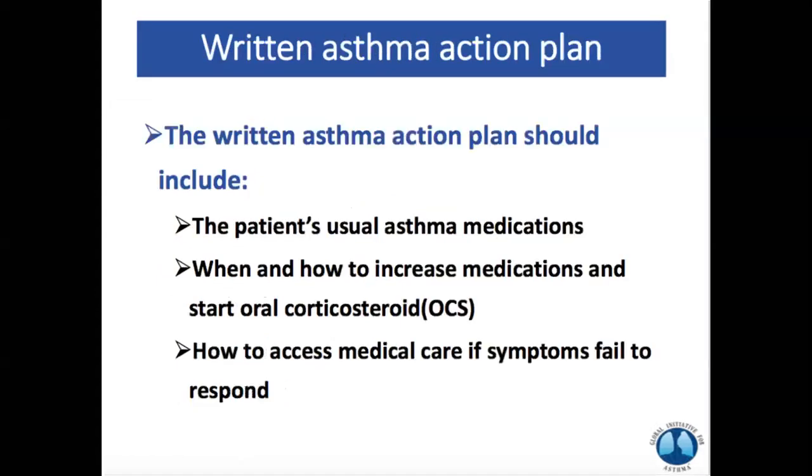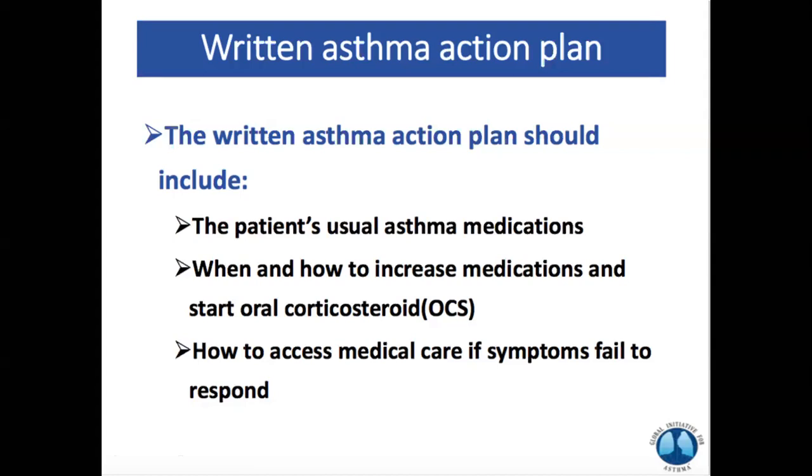Okay, and make sure in the West they have this good protocol of having a written asthma action plan. Here it's less, but remember that there is something called a written asthma action plan, where the patient should know what are the usual asthma medications. The patient should know what are the symptoms of worsening, and if there is worsening, how am I going to increase the medications, and how am I going to start oral corticosteroids, and when to access the hospital. So these all should be written in the asthma action plan.